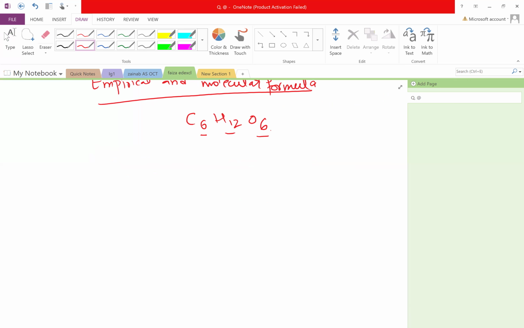Make the number very small in such a way that these numbers 6, 12 and 6 cannot be further divided. Make the smaller number, one to 1. Okay, this will be CH2O, isn't it?